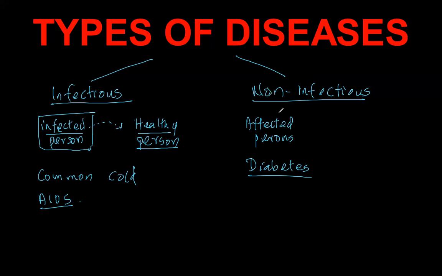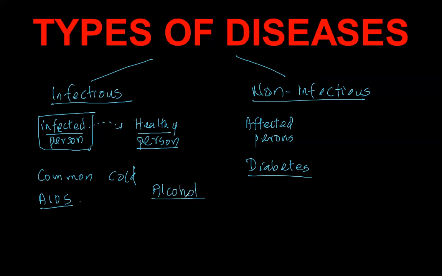Another example is cancer. But some cancers are infectious. Like, there are viral cancers, right? In general, cancer is non-infectious. But there are some cancers caused by viruses too. So they are infectious. Okay. And these are known as non-infectious diseases. But we also might get disease from drug abuse.